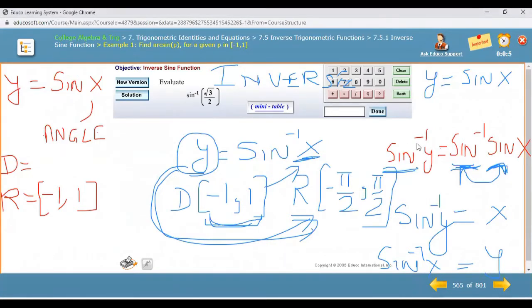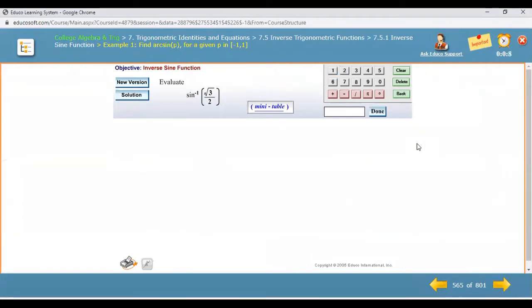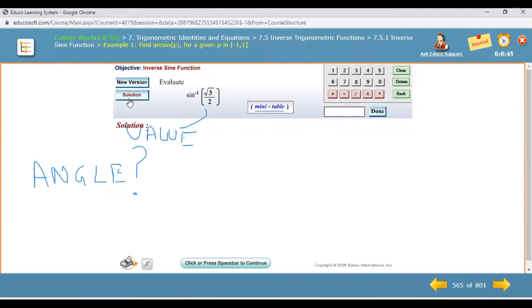They say we have to find the inverse over here. They say evaluate sine inverse radical 3 over 2. Now again, see, the number is given. This is the value, and I am looking for the angle. Earlier, what I was doing, I would plug in the angle and find the value. But not right now, it is the other way around. Okay, let's see how we solve these questions.